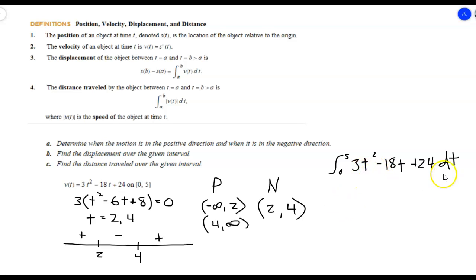All right, so taking the antiderivative using the power rule, that's going to be 3t cubed over 3, which is just going to be t cubed. And then minus 18t squared over 2, which is just minus 9t squared. And then plus 24t, and we're going to evaluate this from 0 to 5. So we're going to plug 5 in this function, and then we're going to minus, and then we're going to plug 0 in this function. And that's how we're going to do it.